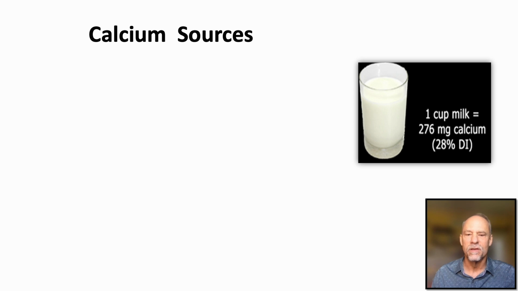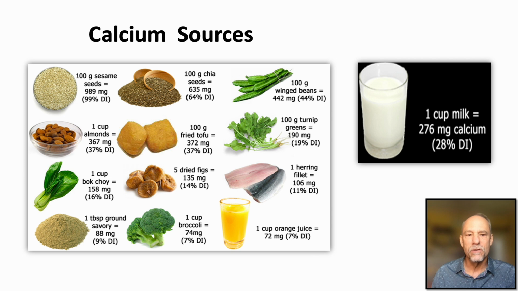Calcium sources: 276 milligrams in a cup of milk. But you can get a lot of calcium in other things, like in a cup of almonds you get 367 milligrams. In 5 dried figs you get 135 milligrams. In a cup of broccoli, 74 milligrams. So a whole food diet is going to help you get lots of good calcium too.